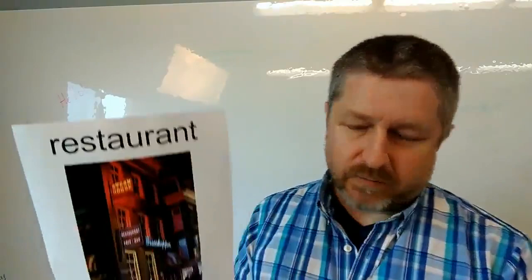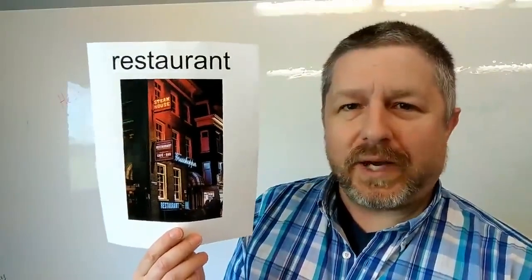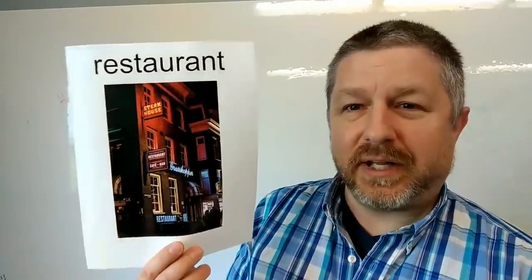Restaurant. This is kind of a hard one to see. But this is a nice restaurant where you could go with your family. And the waiter will take your order, and the chef or the cook will cook your meal, and the waitress or waiter will bring your meal to you. So a restaurant is a place where you go to eat.